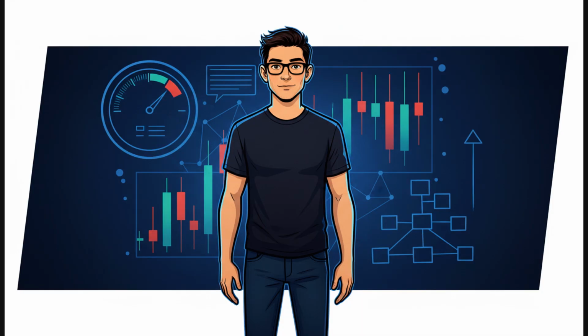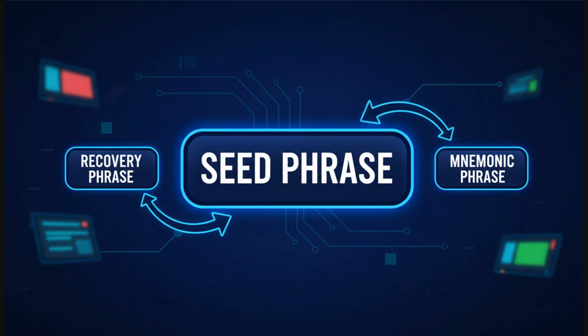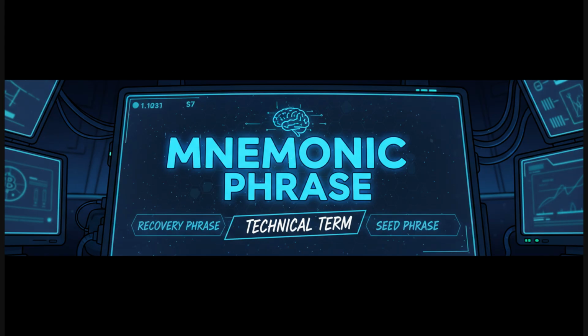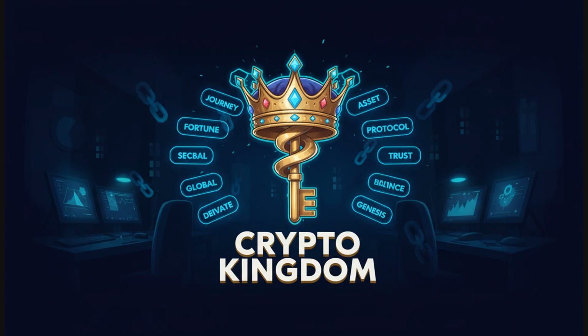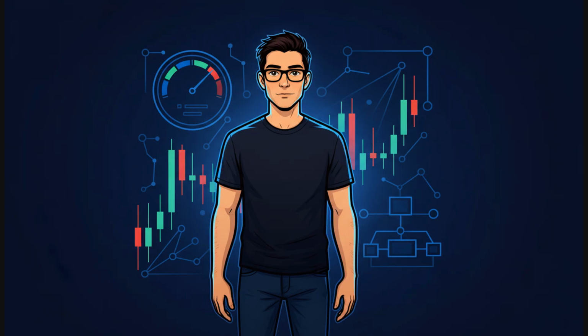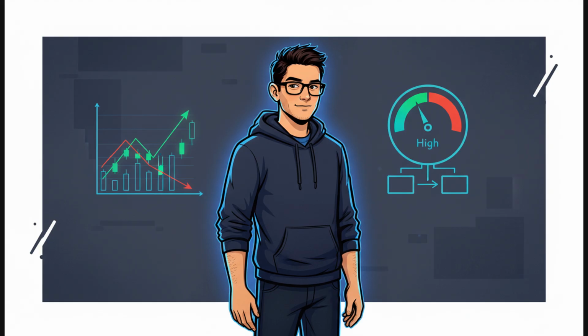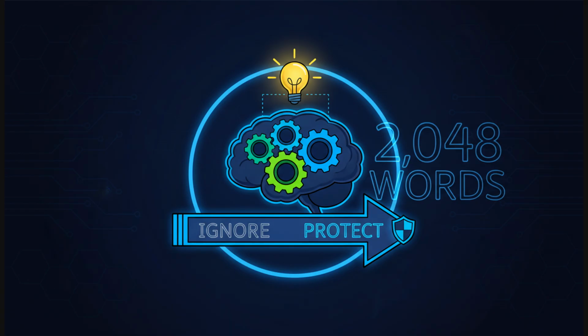Here's what just happened. Those 12 or 24 words are called a seed phrase. They go by a few names: recovery phrase, mnemonic phrase. But seed phrase is the most common, and it is quite literally the keys to your crypto kingdom. Now, I know that sounds dramatic, but let me explain how it actually works, because understanding the mechanism changes everything about how you treat it.